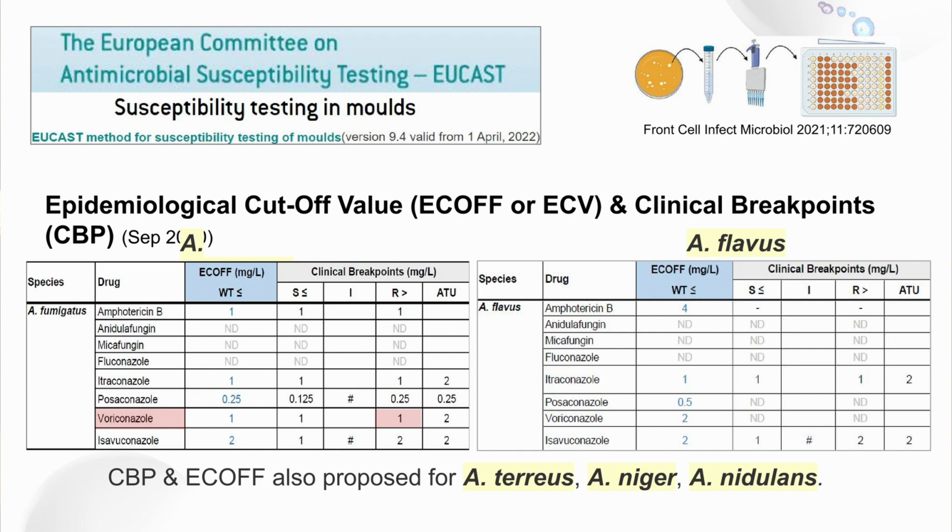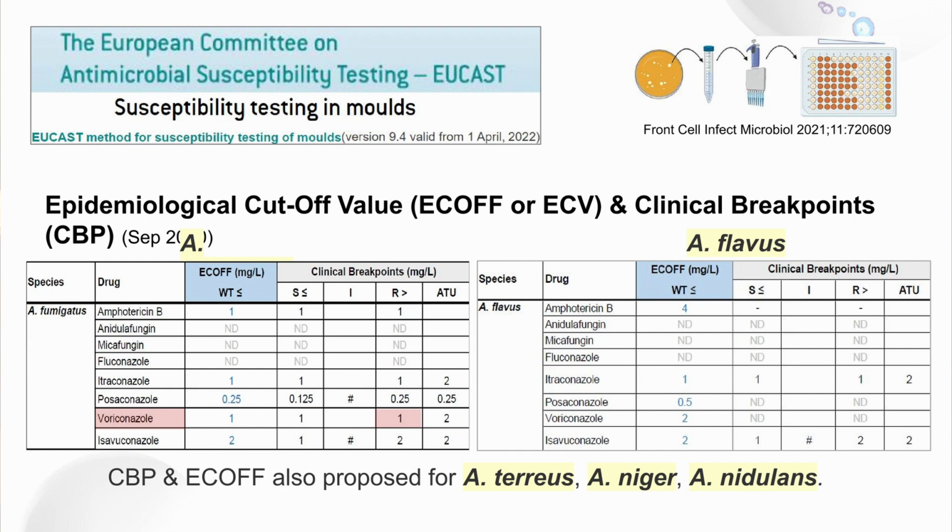For reference MIC testing, both EUCAST and CLSI methods provide detailed laboratory procedures for MIC testing using broth microdilution method. The latest EUCAST document for susceptibility testing in mold was published last year. It can be downloaded for free from the website.